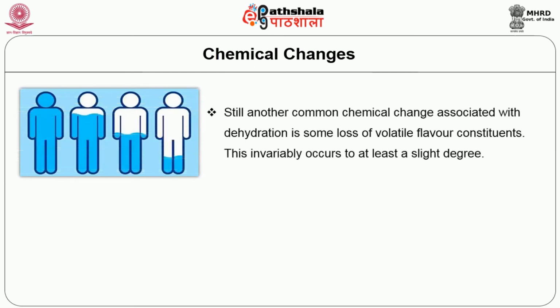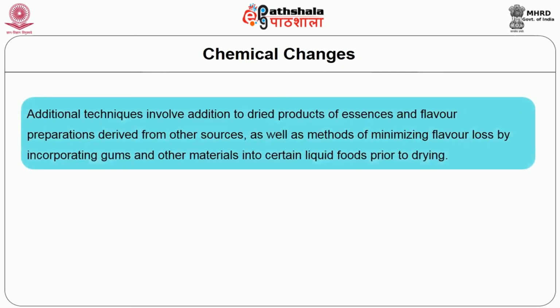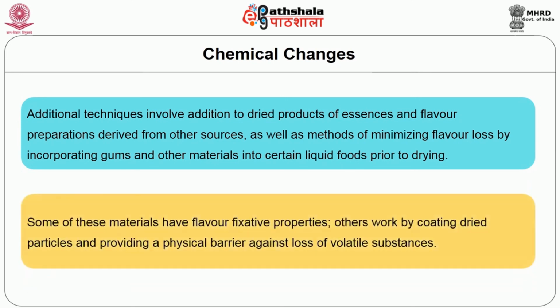Still another common chemical change associated with dehydration is some loss of volatile flavor constituents. This invariably occurs at least to a slight degree. Complete prevention of the flavor loss has proven virtually impossible, and so methods of trapping and condensing the evolved vapors from the dryer and adding them back to the dried products are sometimes employed, from other sources as well, as are methods of minimizing flavor loss by incorporating gums and other materials into certain liquid foods prior to drying. Some of these materials have flavor fixative properties, others work by coating dried particles and providing a physical barrier against loss of volatile substances.